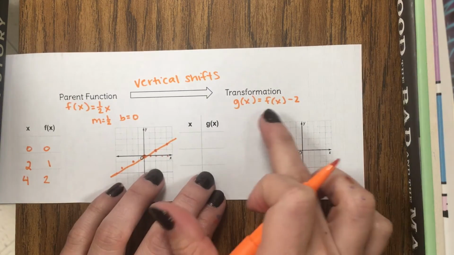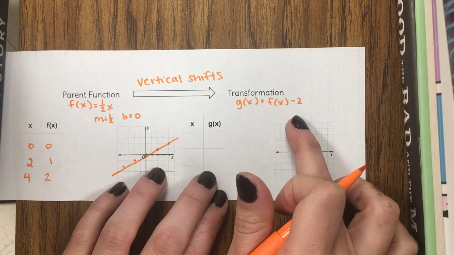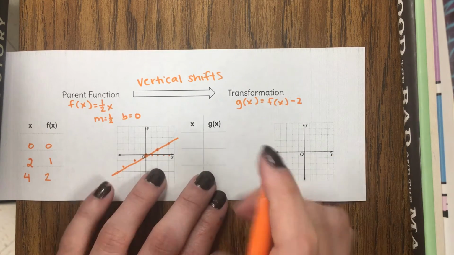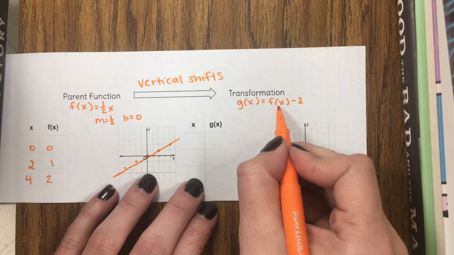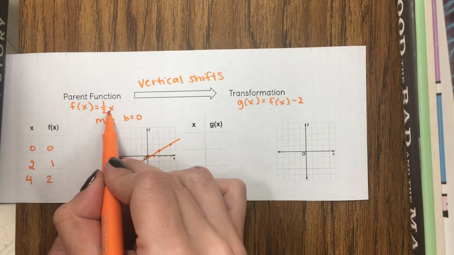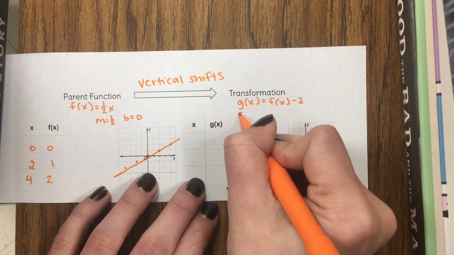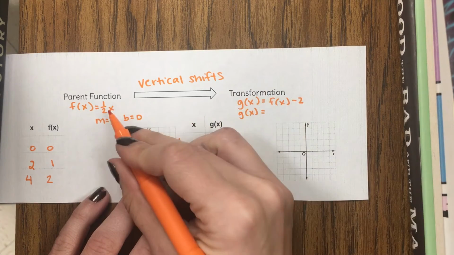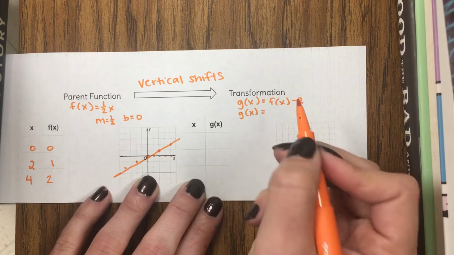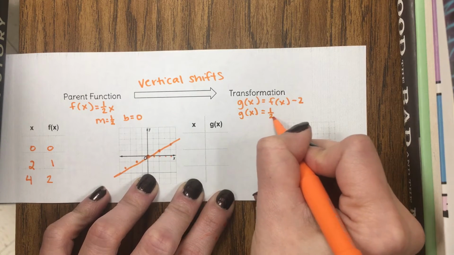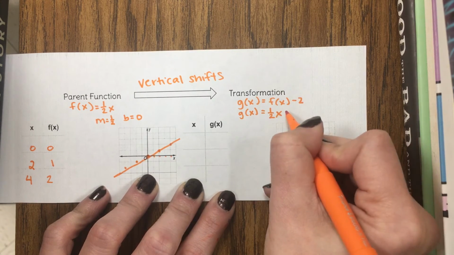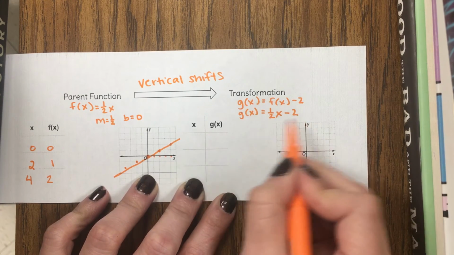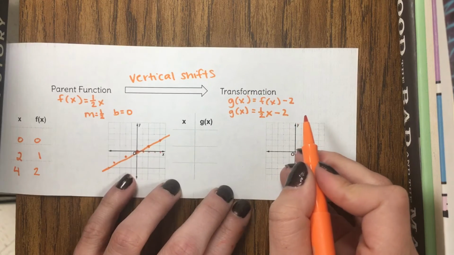But let's say I've got my transformation, g of x equals f of x minus 2. Simple substitution. I know that f of x is equal to 1/2 x. So I will substitute 1/2 x for f of x, because they're equal. 1/2 x, and I just plug it in, and then I bring down my minus 2. So my g of x looks like this.